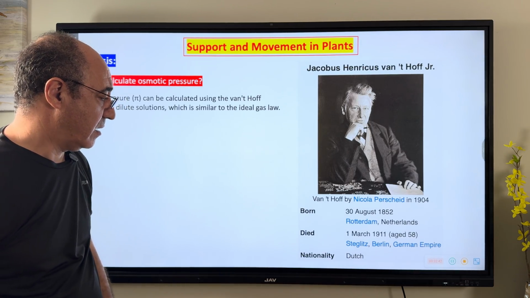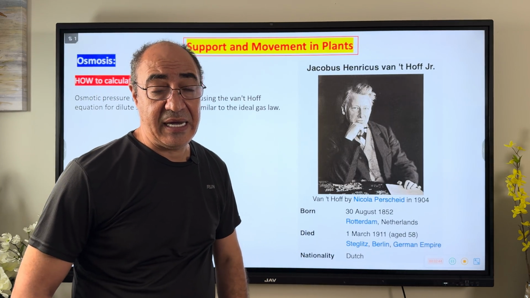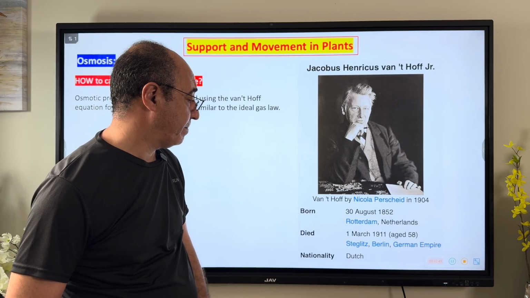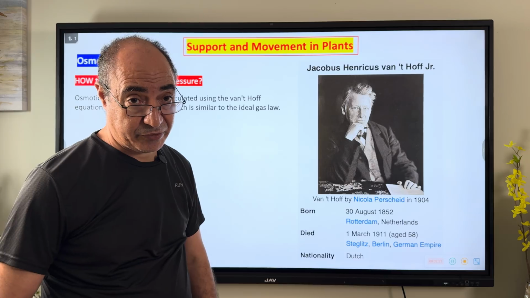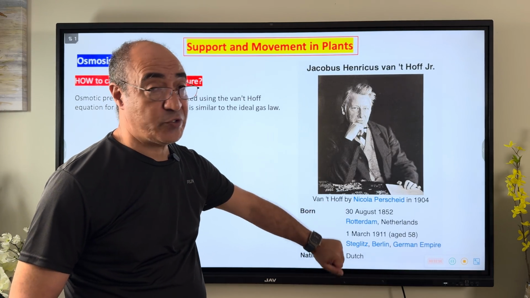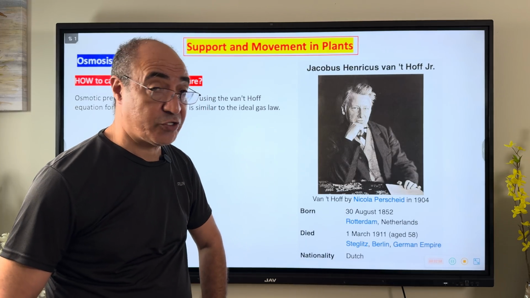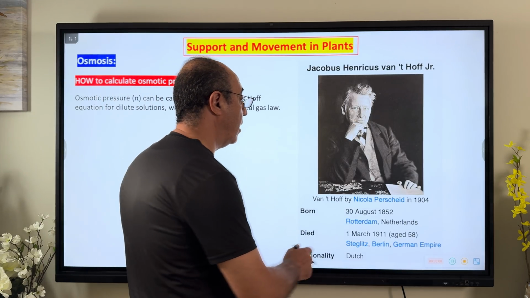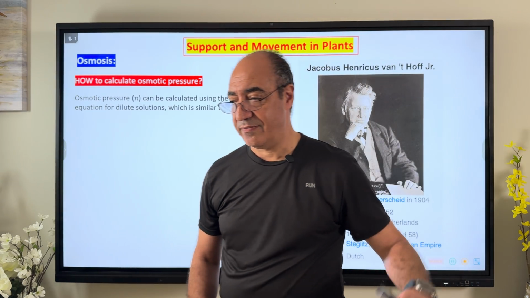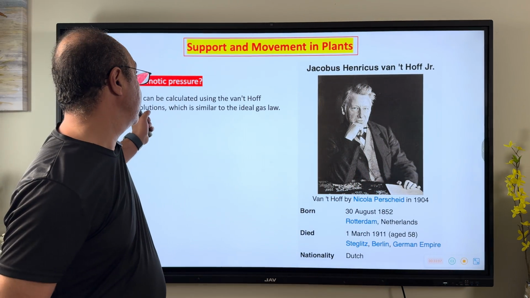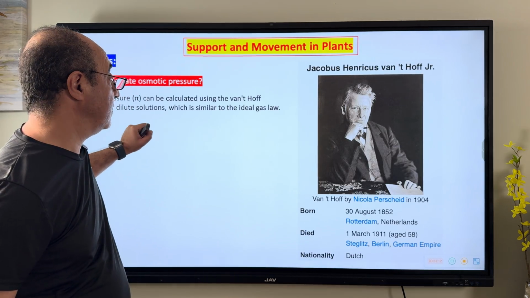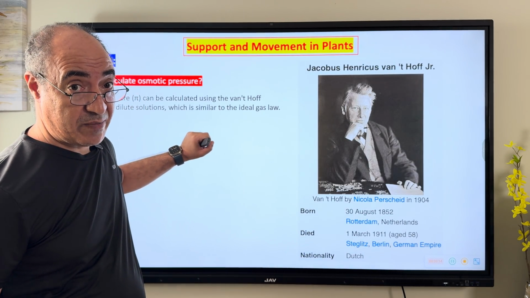He was born in the Netherlands and died at the age of 58 in Berlin. He studied and lived in Berlin, Germany, and he was the very first recipient of the very first Nobel Prize in Chemistry in 1904. Great scientist. Of course, not mentioned in your book. You're not going to find this equation in your book, but I think it's really important to talk about osmosis.